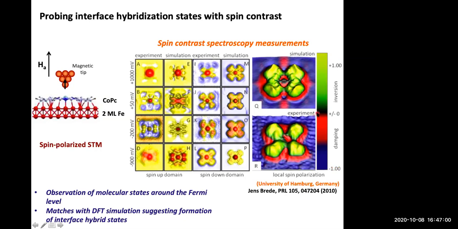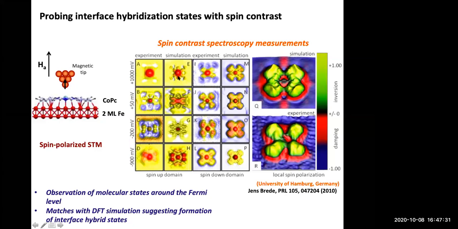So you can see when you are on an iron surface, you are in a negative spin polarization. But as you scan over the molecule, you end up in a spin inversion. You end up in a state where the spin polarization is inverted. And this experiment has been done. So you can see the spin contrast density of states taken at different bias voltages, 1 volt, 50 millielectron volt, minus 0.2 volt, and minus 0.9 volt. And you can essentially get very different molecular orbital representations.